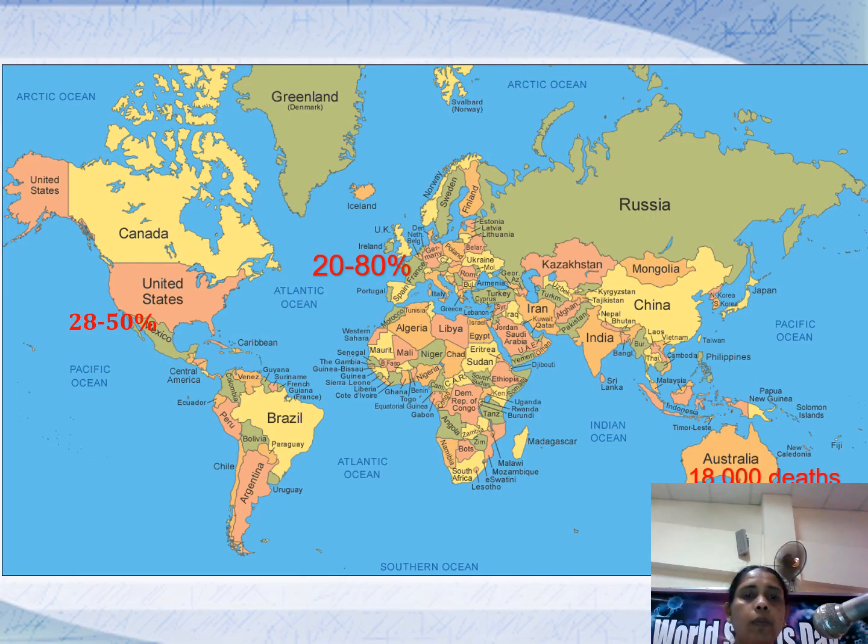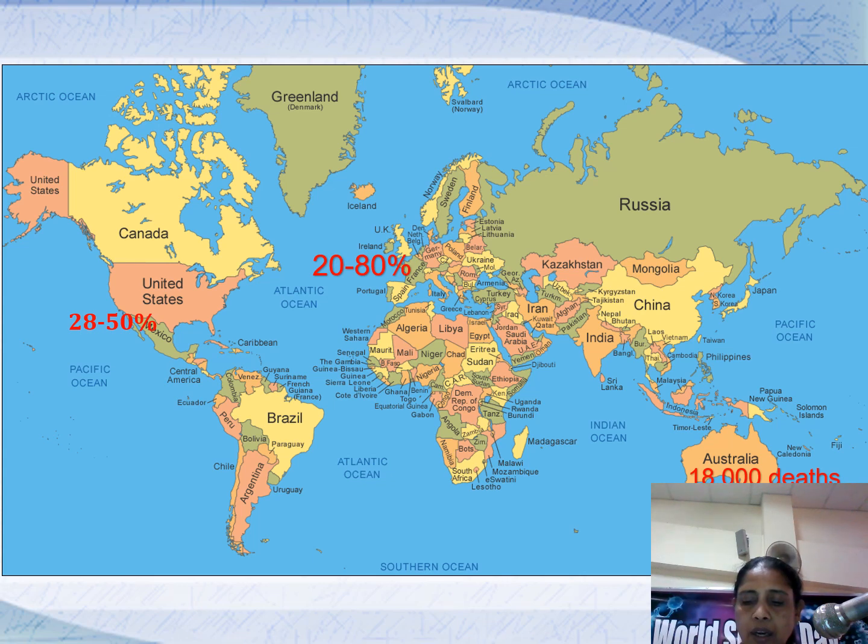If you look at the global range, if you look at the United States, where we assume that health care is very advanced, I think we got the wrong message up to now. After COVID, we have realized it's not so. The mortality rates are 28 to 50%. In Europe, it's about 20 to 80%, depending on the country. The better rates are available in Scandinavian countries. And in Australia, it's about 18,000 deaths per year.